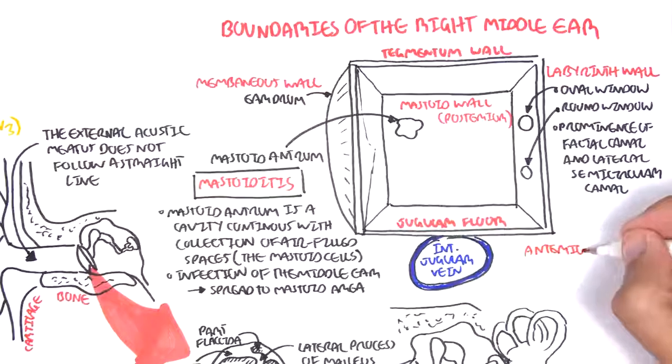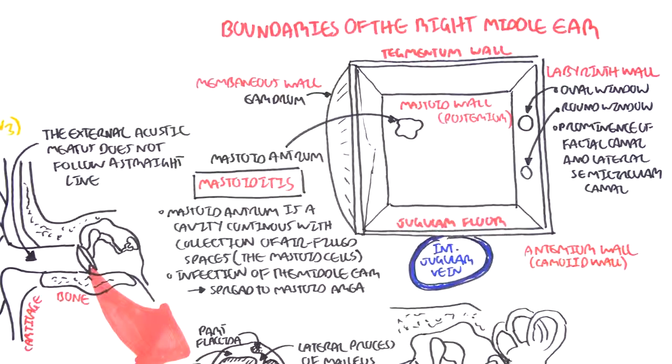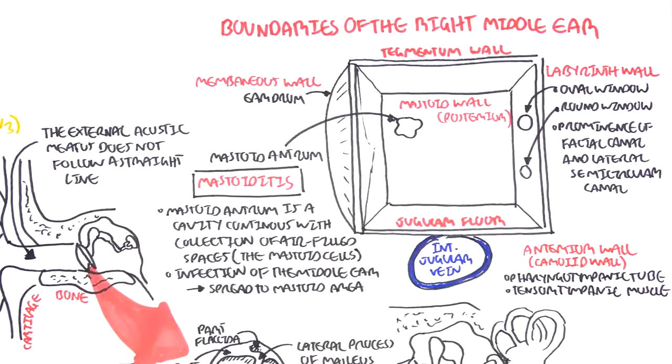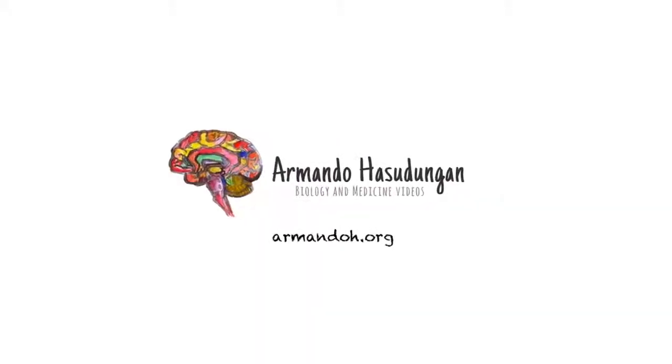The anterior wall of the middle ear is known as the carotid wall, and here we can find the pharyngotympanic tube and tensor tympani muscle run its course. So that was it, I guess, on the middle ear and the external ear. If you haven't watched the other video on the anatomy of the ear overview, please watch that. Thank you.